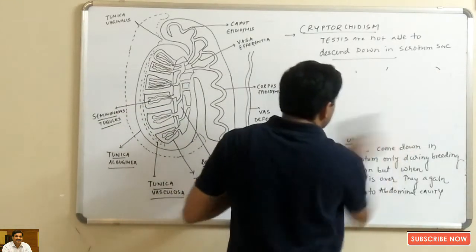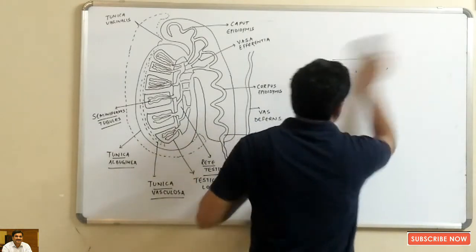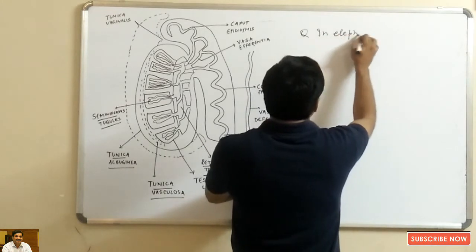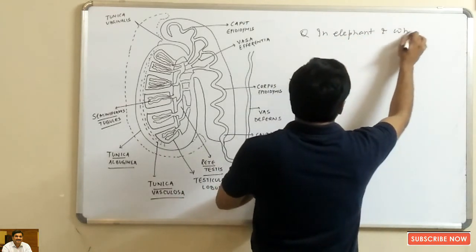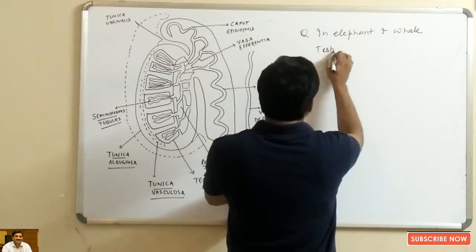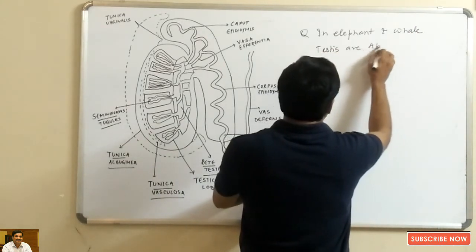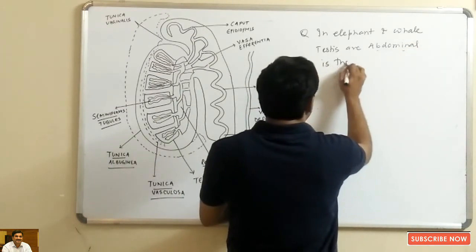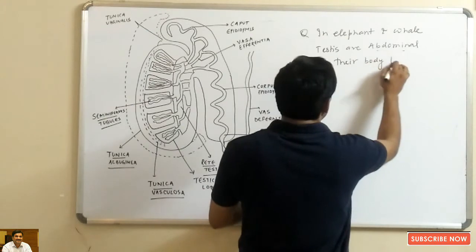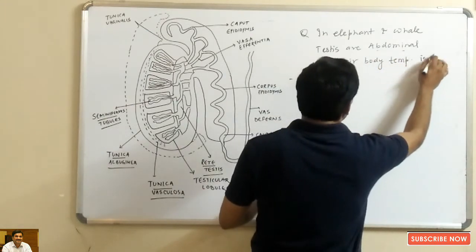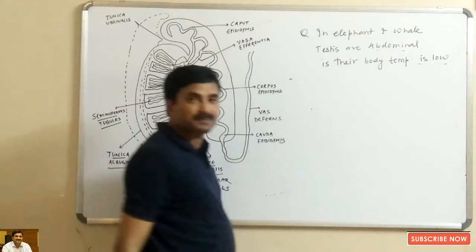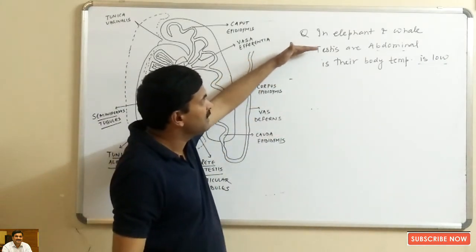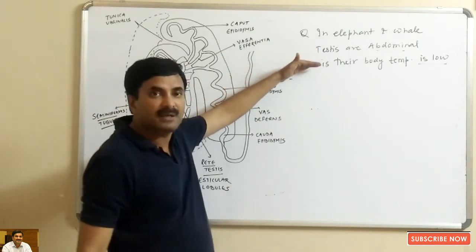The next one is, what about the elephant and the whales? In elephant and whale, the testes are abdominal. As their body temperature is low, and at low temperature sperm maturation can easily happen. So in elephant and whale, the testes are permanently found in the abdomen.